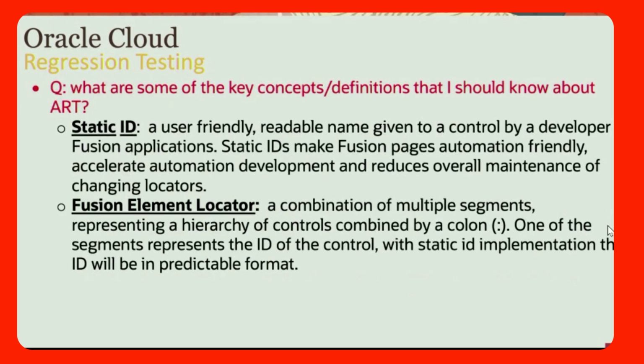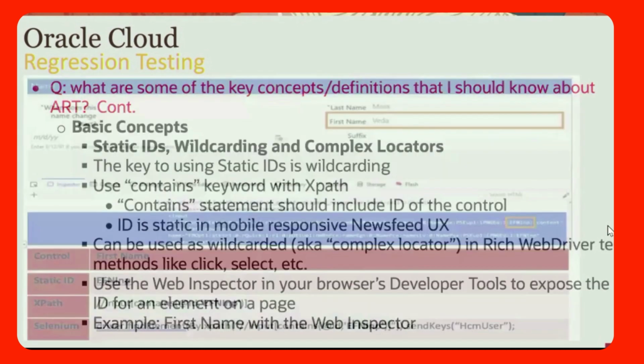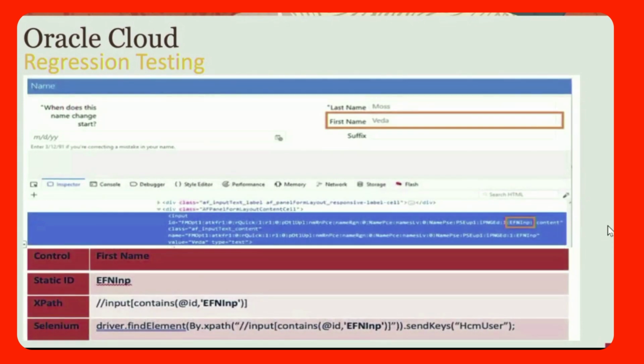Concepts, again, static IDs versus Fusion element locators. Again, I'm going very quickly. I know you have limited time. Basic concepts, wildcarding, complex locators. Again, we'll share this deck. You guys will be able to consume it at your leisure. You can yourself look at the web inspector to kind of understand information. This is a screenshot of being able to look at that web inspector.